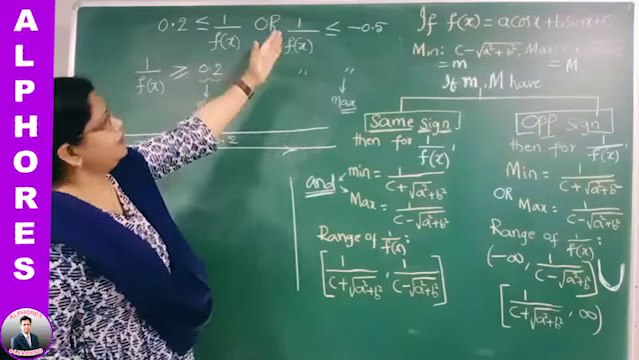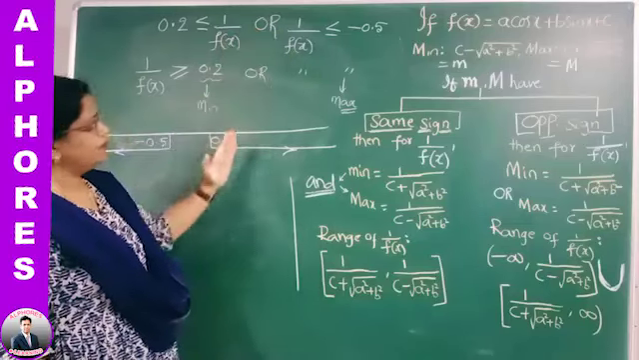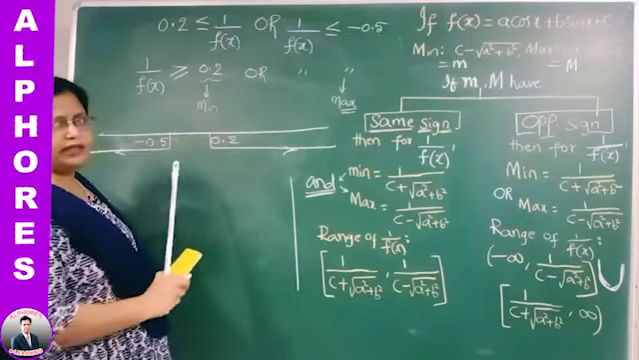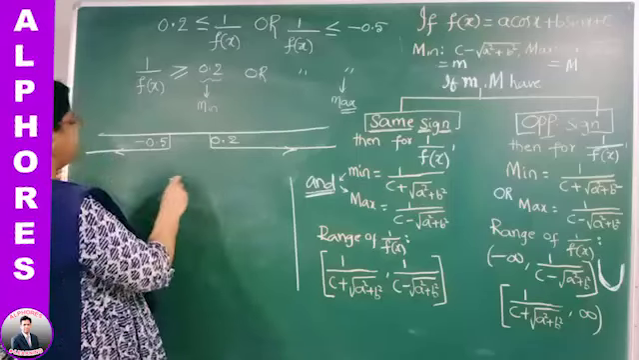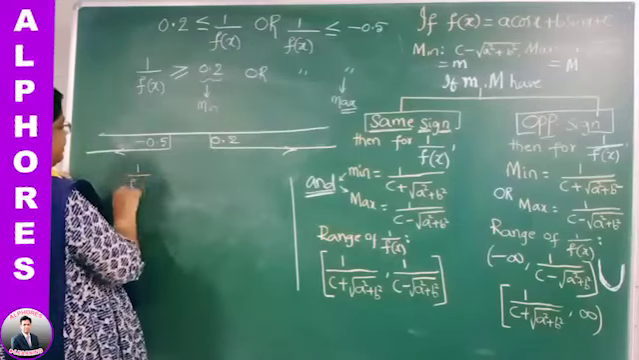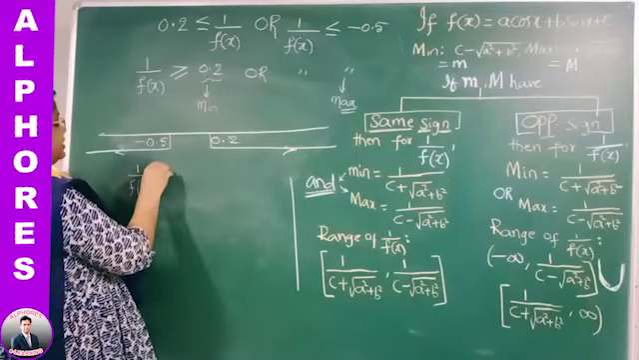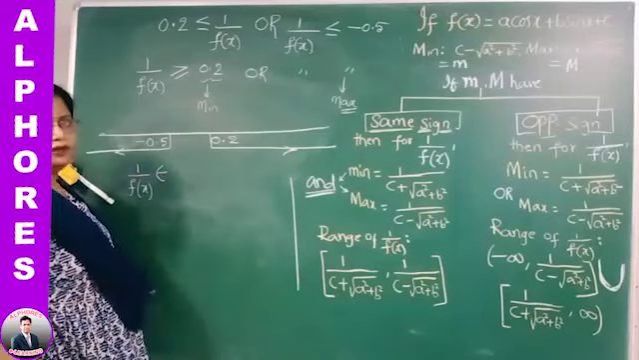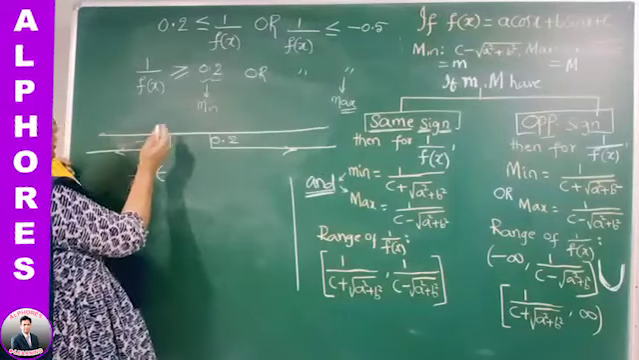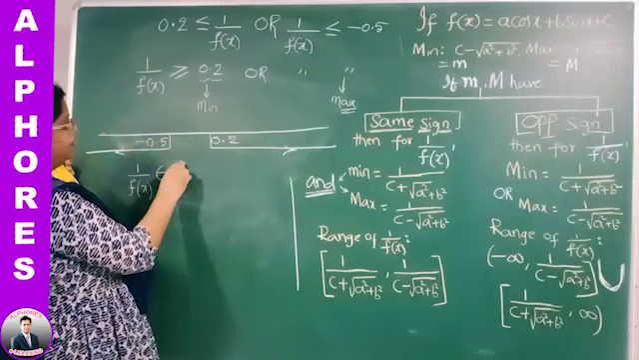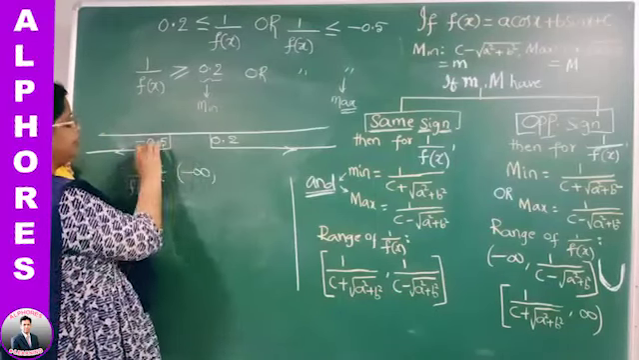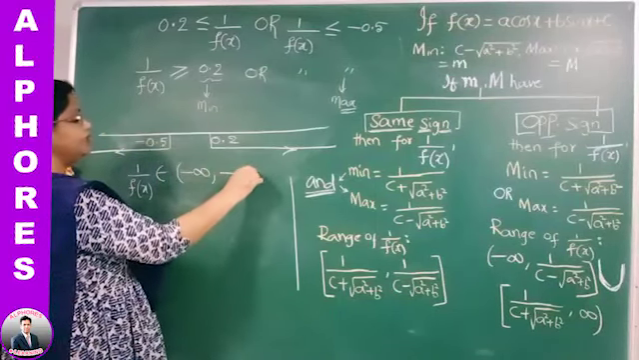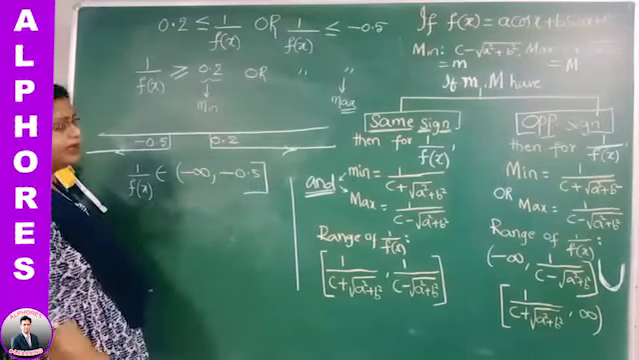And this side no other limit, this side means it is up to minus infinity, plus infinity we can write. Therefore students, here we write 1 by f of x value is nothing but it is belonging to what kind of value? This side it is minus infinity. So minus infinity, and it is minus how much? 0.5.